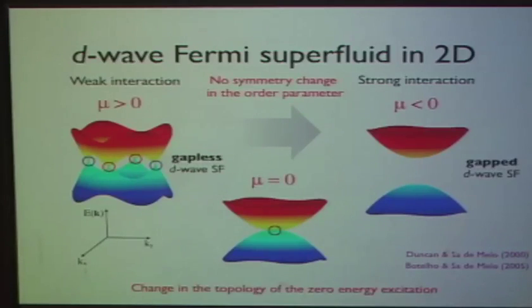However, if you take a look at the structure of the excitation spectrum, on the BCS side, when the interaction is weak, there are four nodal points at zero energy. So it's a gapless D-wave superfluid. But in the strong interaction regime, the chemical potential is negative and opens the gap, and the excitation spectrum shows a gapped D-wave superfluid. So in this case, even though there's no symmetry change in the order parameter, there is a change in the topology of the zero energy excitation, which are called the nodes. This kind of change in the topological property is called a topological phase transition. So BCS-BEC evolution for D-wave in the two-dimensional system shows a topological phase transition.